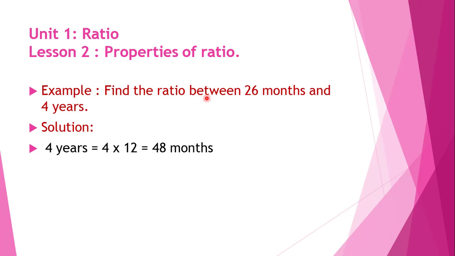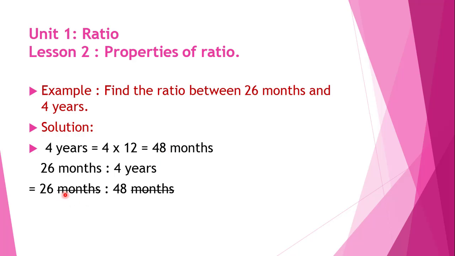So the required ratio will become 26 months to 48 months. Now the two units will be cancelled. Then I want to simplify the ratio. Two even numbers, so I can divide by 2. 26 divided by 2 is 13. 48 divided by 2 is 24. Is that the simplest form? Yes, we don't have any common factor between 13 and 24, so this is the simplest form.